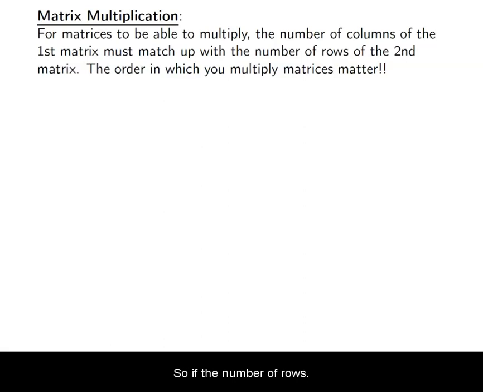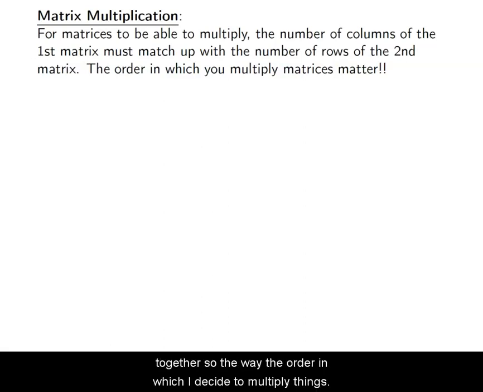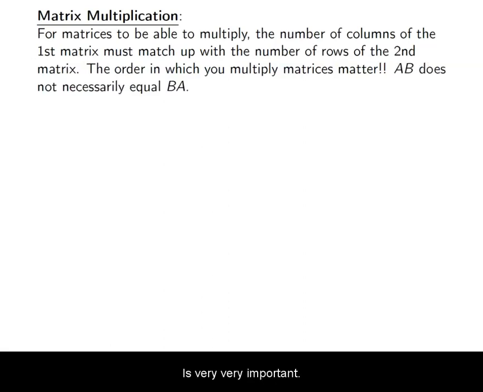So if the number of rows of one matrix matches up with the number of columns of the other, I can multiply them, but if I switch the order in which I multiply, they might not multiply together. So the order in which I decide to multiply things using matrices is very, very important. What does that mean? It means that A times B does not always equal B times A. In fact, most of the time, A times B is not equal to B times A. It's a very special group of matrices in which these two things are equal, right? It's called the commutative group.